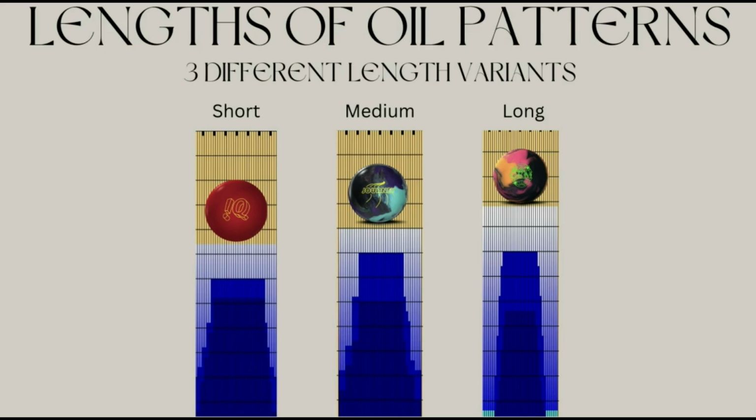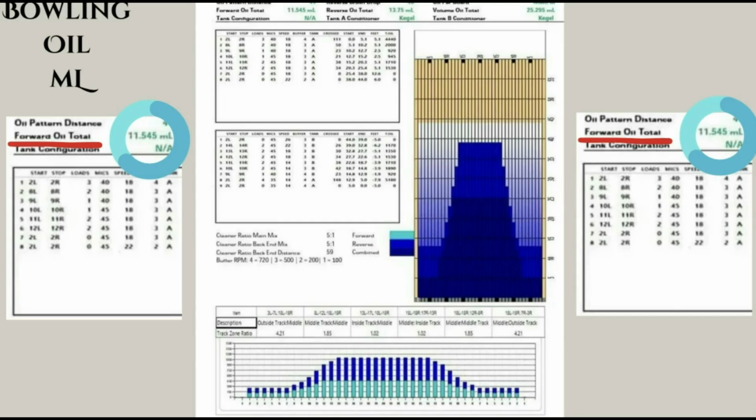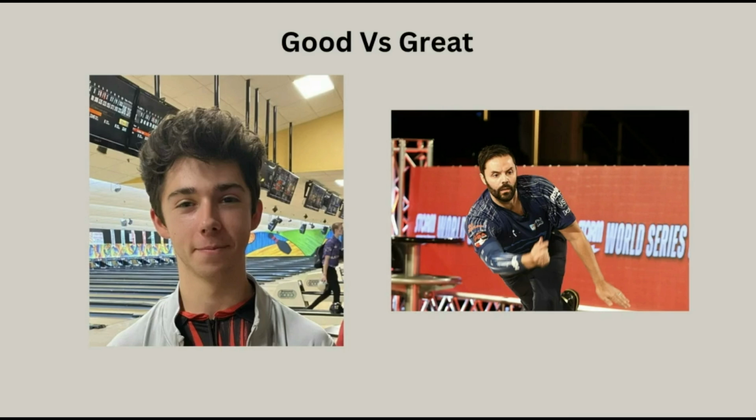The second factor is the amount of oil that is placed on the lane in milliliters. This one isn't as important, but it's a good piece of information to know because it will indicate when the pattern will start to break down. Yes, you heard that right. The oil pattern will change as you bowl on it for certain amounts of time. Typically, the difference between good and great is determined by how the bowler deciphers when the lanes are changing and when it's time to make a change with your equipment.